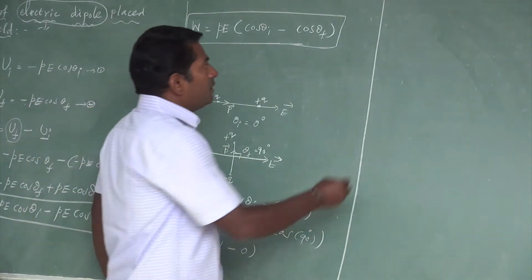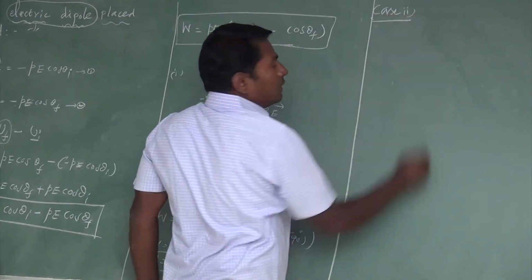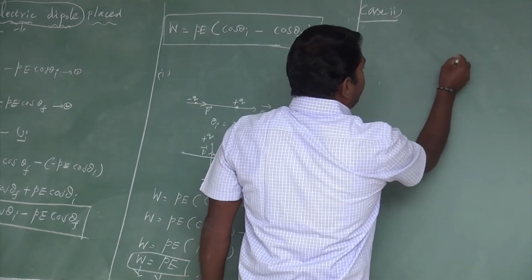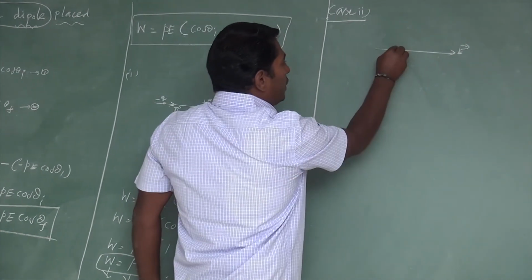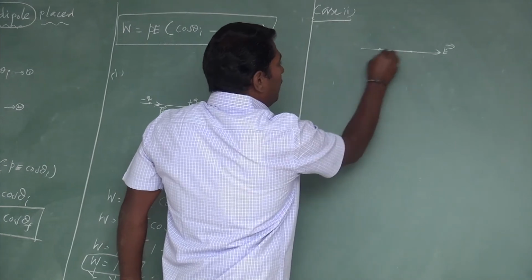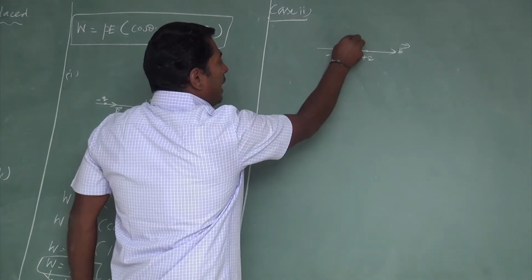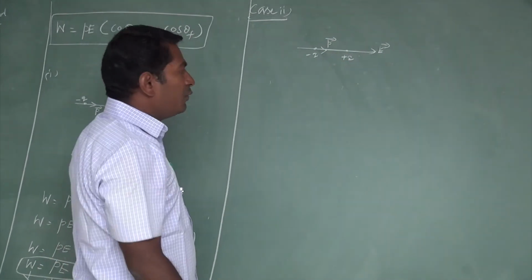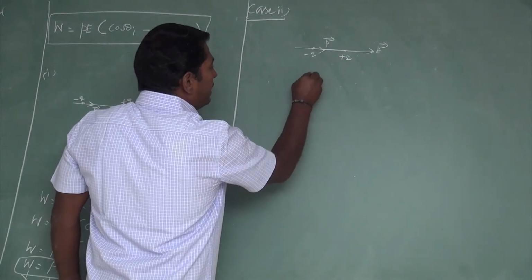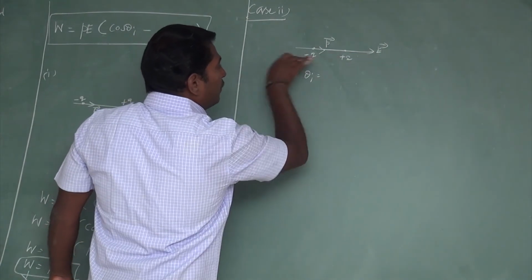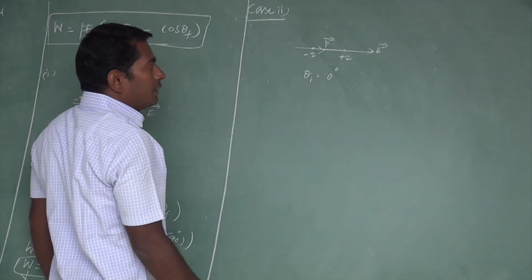In second case, case 2. Initial position of electric dipole in a uniform electric field. See the uniform electric field. Initial position of electric dipole, minus q charge plus q charge. Direction of dipole moment acts along the direction of electric field. Initially, angle between direction of dipole moment and the direction of electric field, theta is equal to 0 degree.